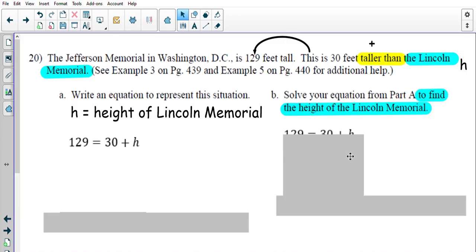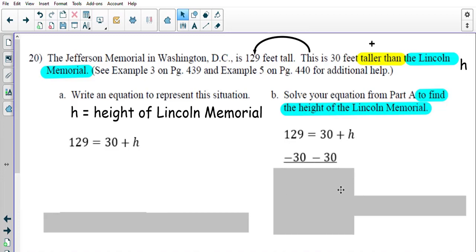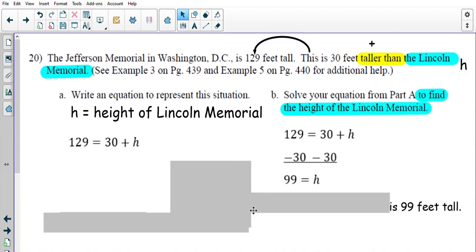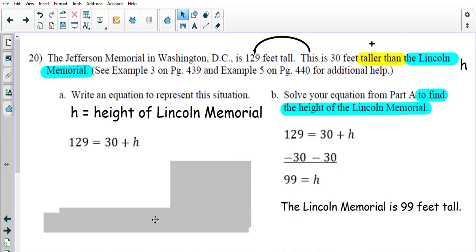So what's happening to h is add by 30. The inverse is to subtract by 30. So plug 129 minus 30 into your calculator, you'll get a height of 99. And this means that the Lincoln Memorial is 99 feet tall. Again, at a very minimum, you need to label your answer as 99 feet. You also want to think, does this make sense? Well, it says the Jefferson Memorial is 129 feet tall, and that's 30 feet taller than the Lincoln Memorial. So I know that the Jefferson Memorial should be taller than the Lincoln Memorial.